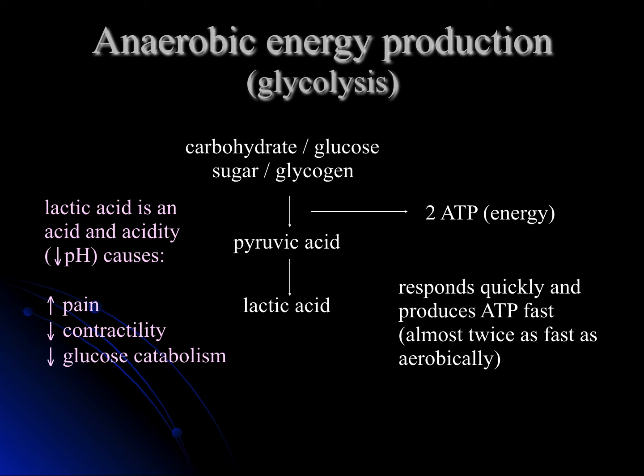Now the capacity is somewhat limited, and it is determined by this effect of lactic acid and the acidity that it causes. The acidity, measured as a drop in pH, causes pain that we have talked about, causes reduced muscle contractility that we have talked about, and it reduces glucose catabolism, meaning the breakdown of glucose, meaning, if you look back onto the middle of the slide, that first arrow between glucose and pyruvic acid, that series of steps gets blocked. So if the pH gets low enough, glycolysis shuts down.